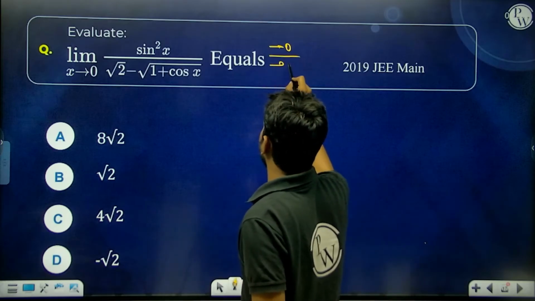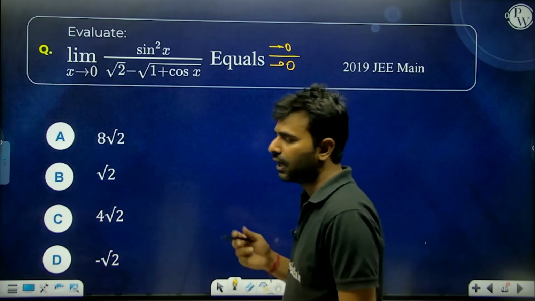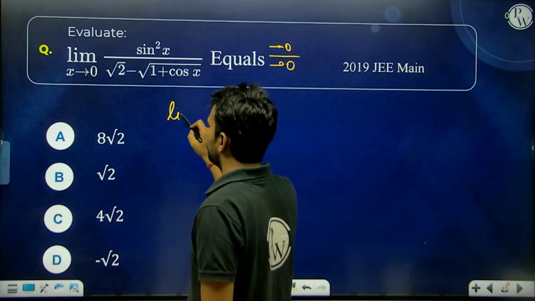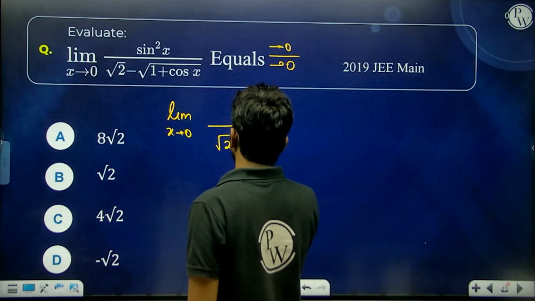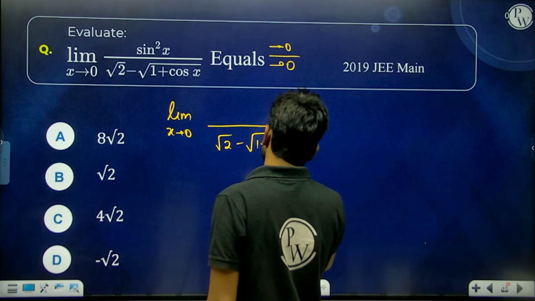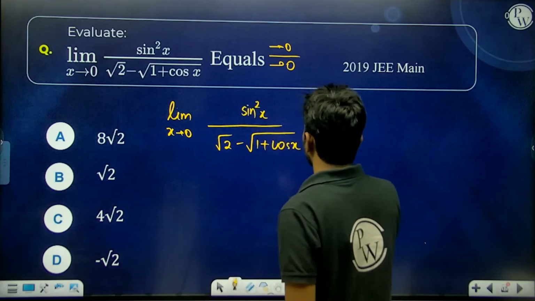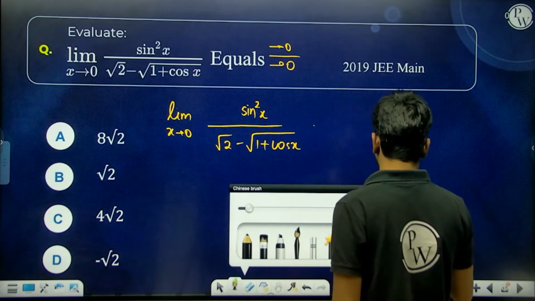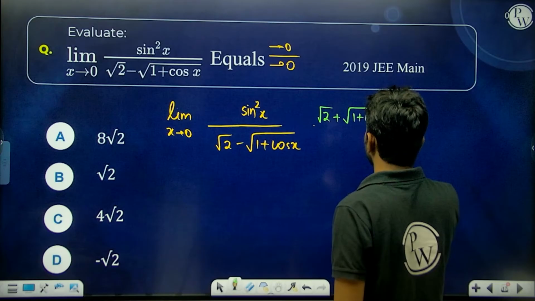Now there are multiple ways. Number one, we can apply L'Hospital's rule, or whenever we see such kind of things, under roots and all, we can apply rationalization as well. So let's do this question using rationalization. Root 2 minus under root 1 plus cos x over sine square x. Then over here we're going to multiply and divide by something like this.